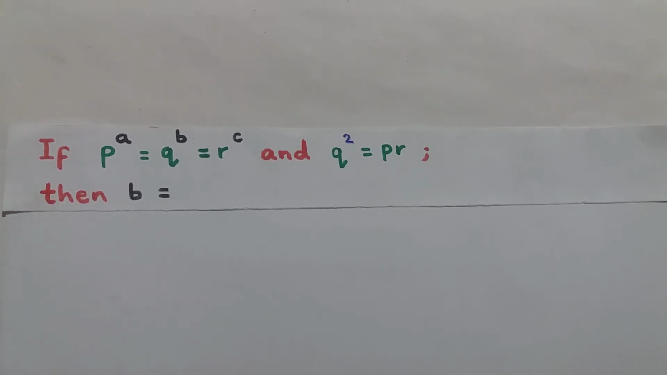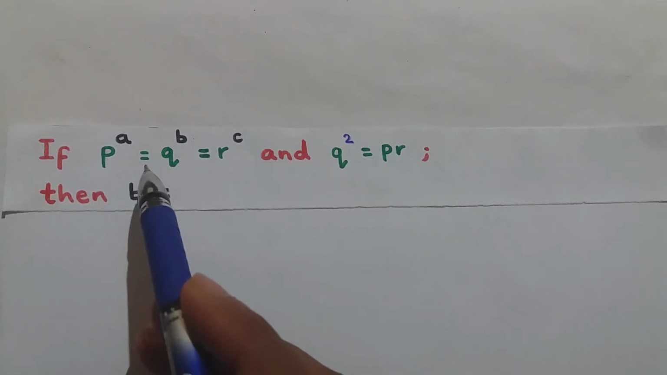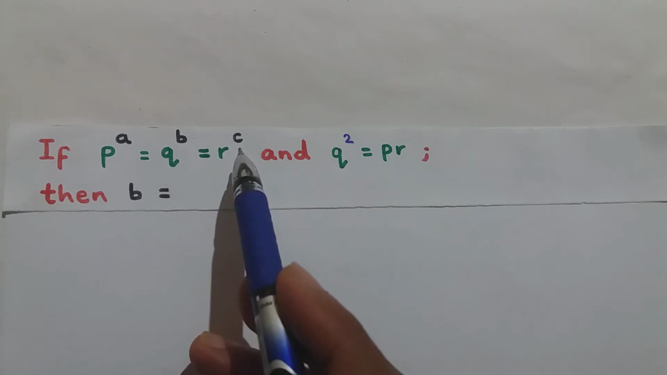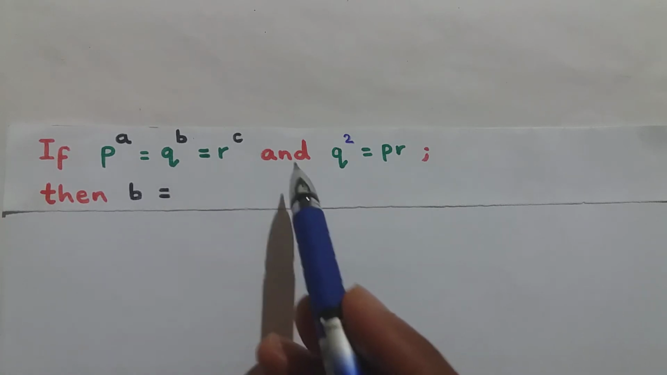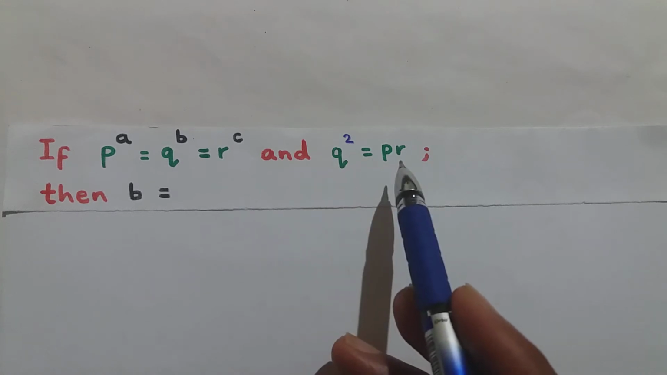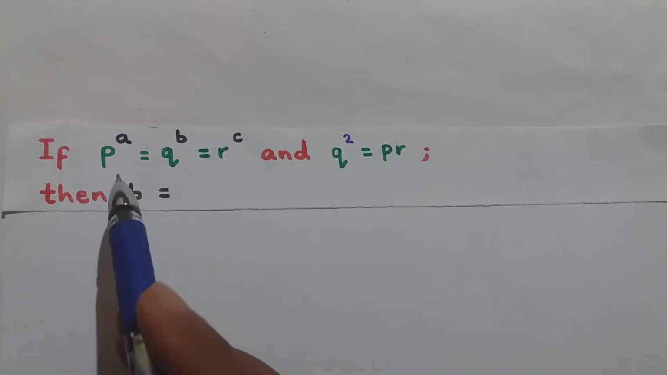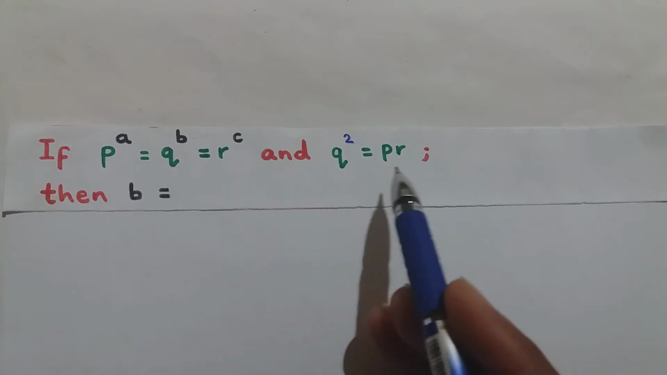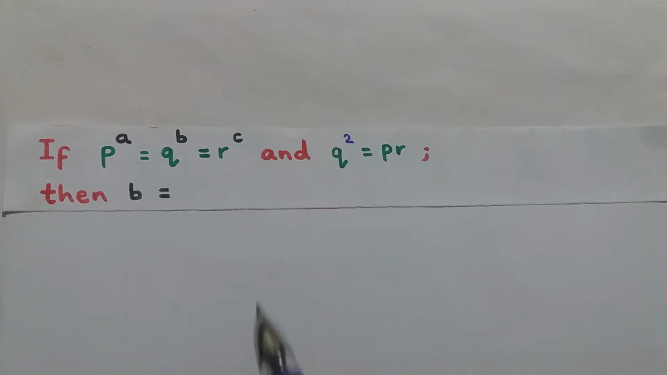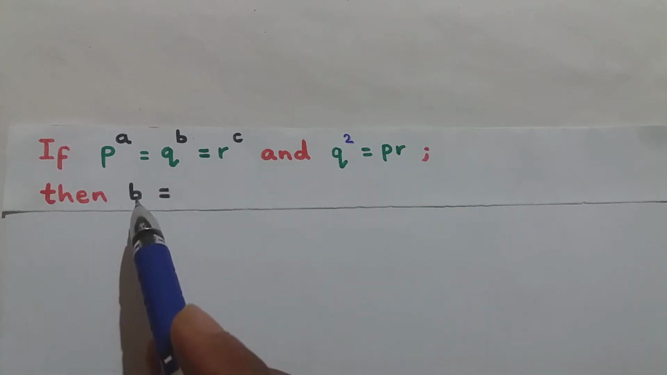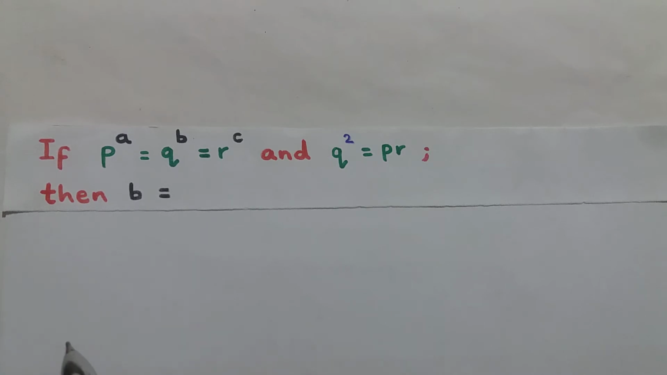Welcome. Here the question says, if p to the power a is equal to q to the power b is equal to r to the power c and q square is equal to pr, then b is equal to what? So in this question we have been given two informations, and based on these two informations we have to find what is the value of b. So let us start solving this question.